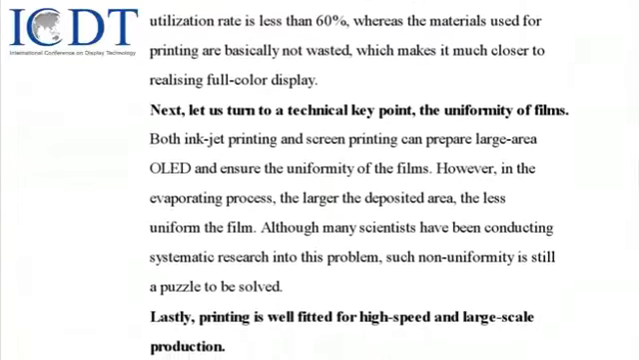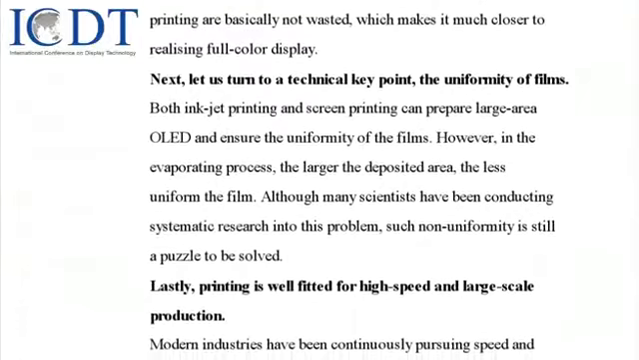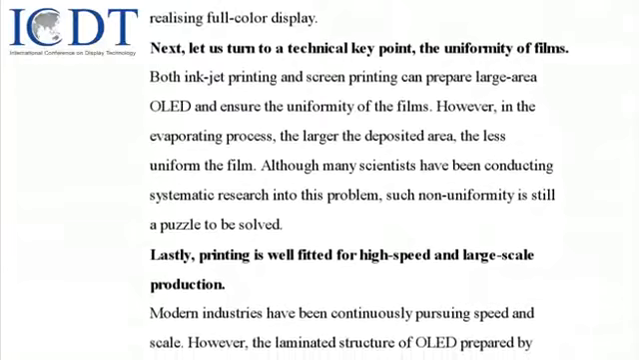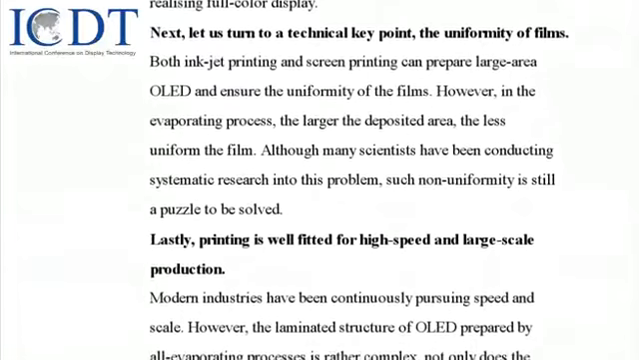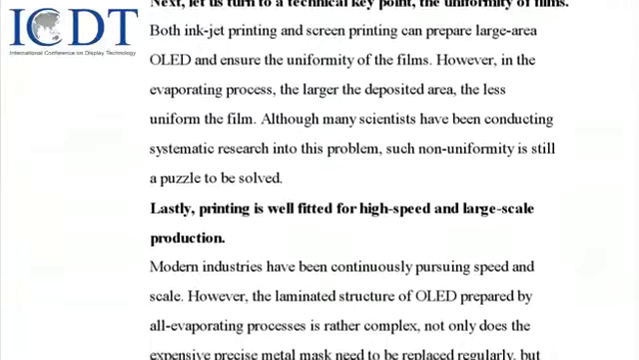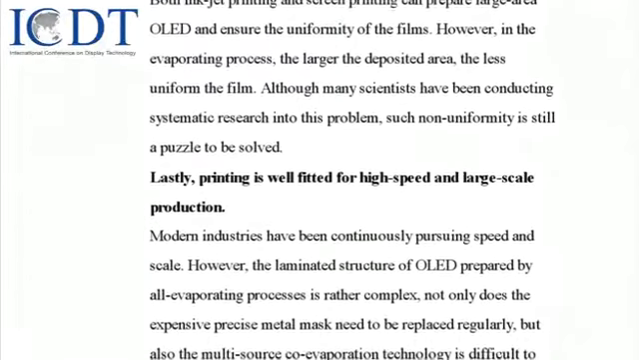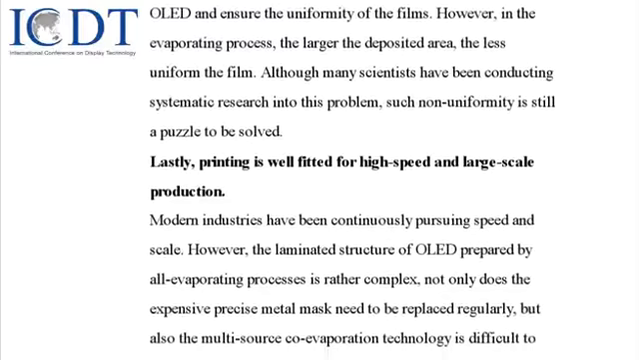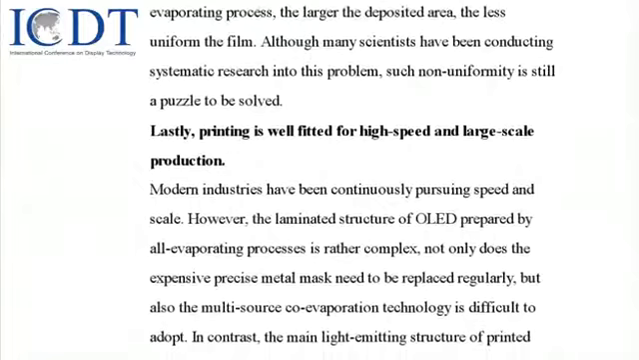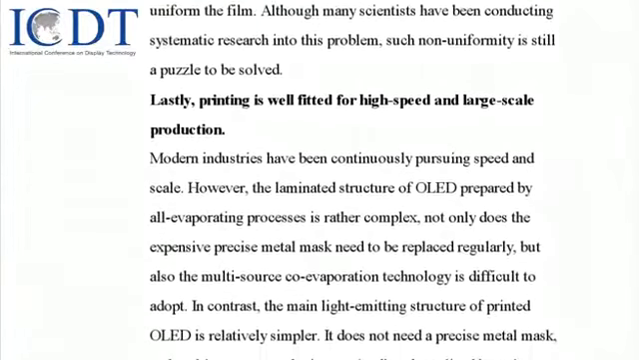Lastly, printing is well fitted for high-speed and large-scale production. Modern industries have been continuously pursuing speed and scale. However, the laminated structure of OLED prepared by all evaporating processes is rather complex. Not only does the expensive, precise metal mask need to be replaced regularly, but also the multi-source cold evaporation technology is difficult to adopt. In contrast, the main light-emitting structure of printed OLED is relatively simpler.